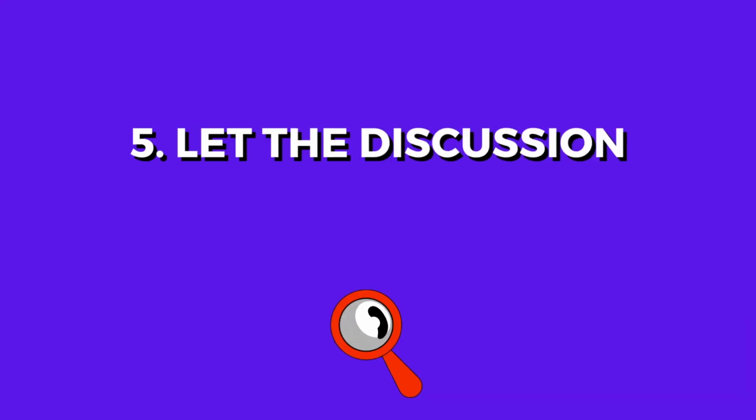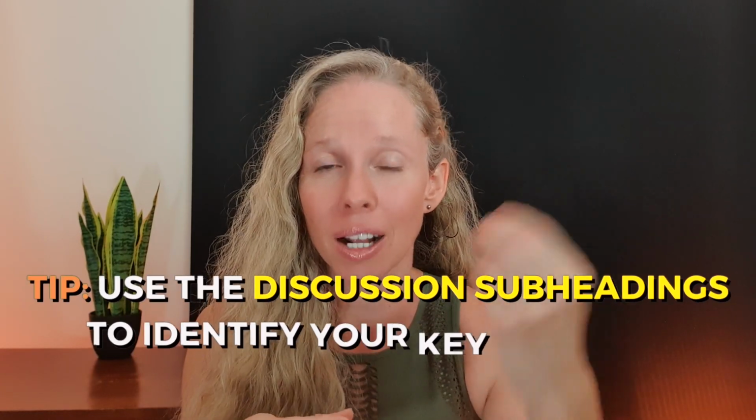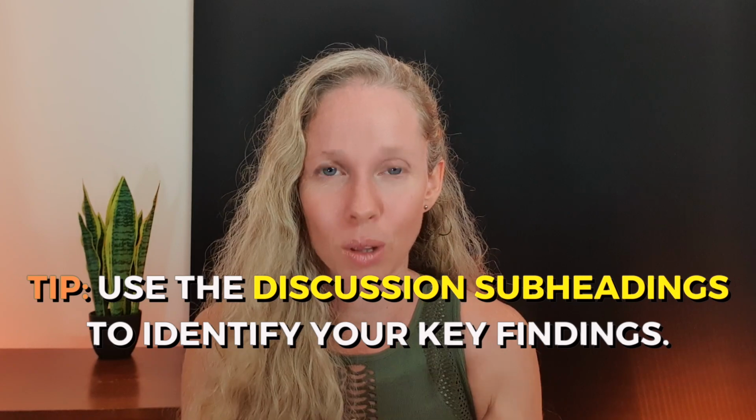Key number 5 is to use your discussion as a guide. If I ever had trouble deciding what my main findings were, I used the subheadings in my discussion as a guide. For example, in my results section, my subheadings were things like morphology, which are what my rocks look like, but my discussion had subheadings like climate and environment. That instantly tells me that the main findings I need to talk about in my conclusion are about what I found out about the climate and environment, not about what my rocks look like or are made of.